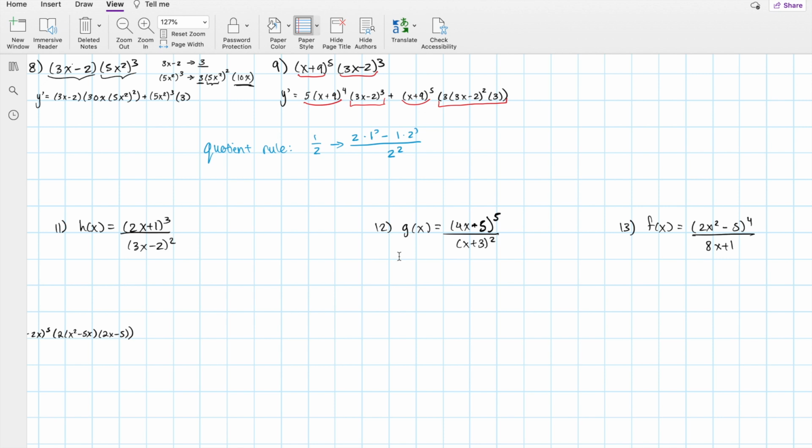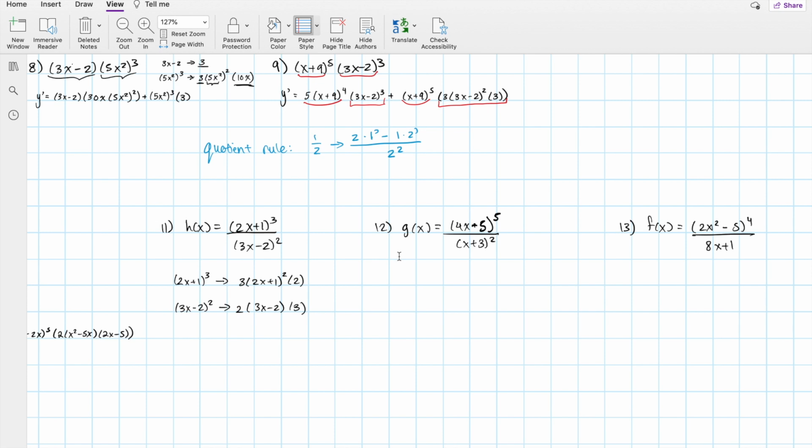Again, it might really be useful to split these up. So let's do that. Let's move h of x over here. Mind you, these get quite long, so make sure you have some space in your notebook. Okay, let's start with the top one. So we have (2x plus 1) cubed. The derivative of that is 3 times (2x plus 1) squared times 2. The bottom one, (3x minus 2) squared, has derivative 2 times (3x minus 2) to the power of 1 times 3.